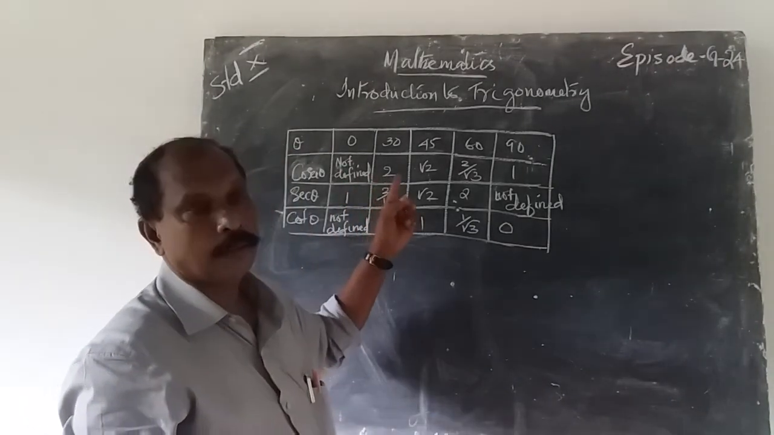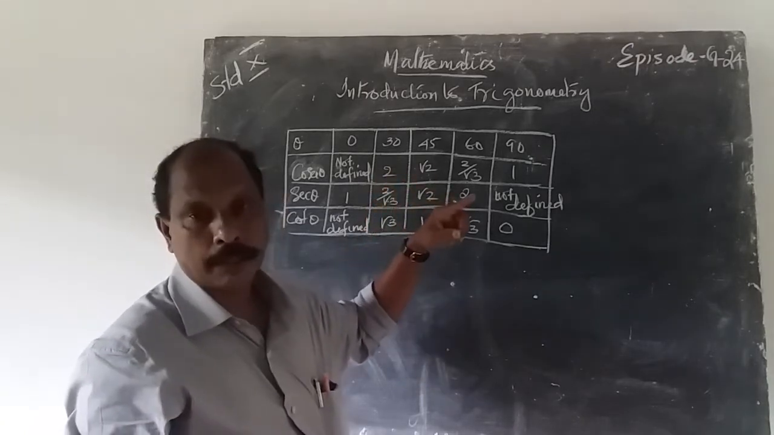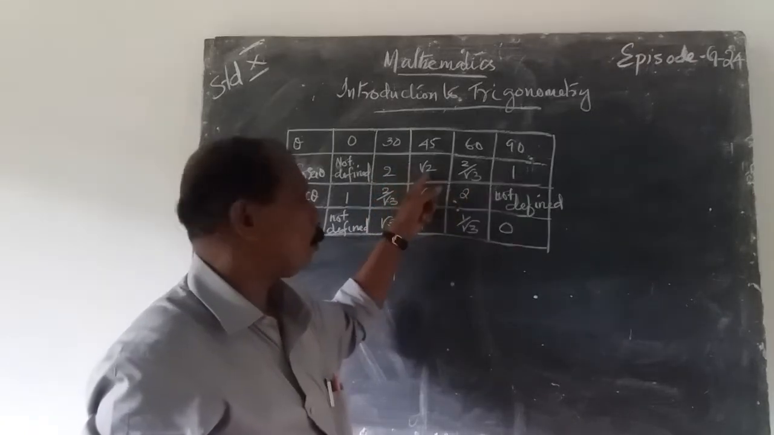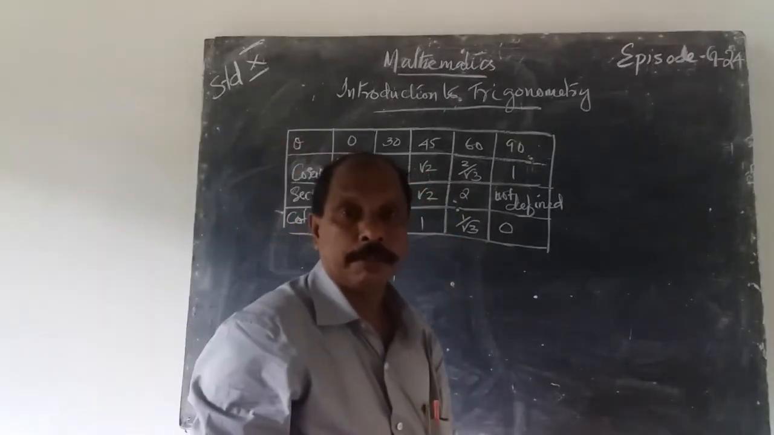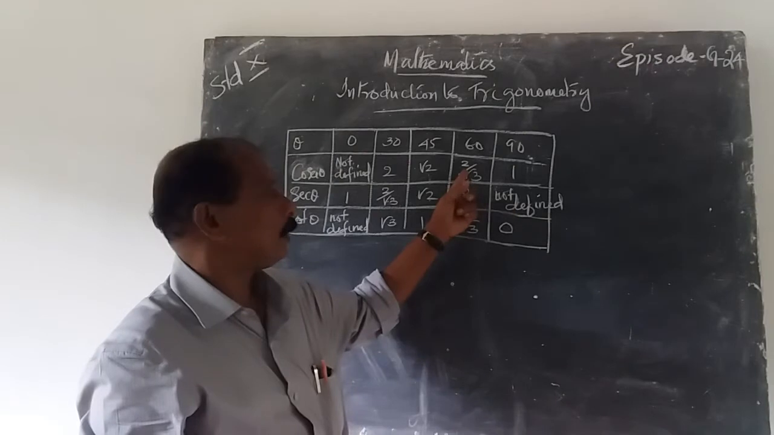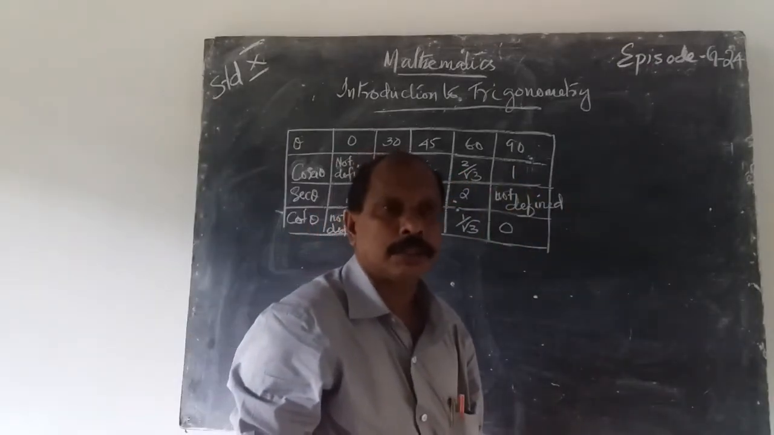Sin 30 is 1 by 2, therefore cosec 30 is 2. Sin 45 is 1 by root 2, therefore cosec 45 is equal to root 2. Sin 60 is root 3 by 2, therefore cosec 60 is 2 by root 3. Sin 90 is equal to 1, therefore cosec 90 is also 1.